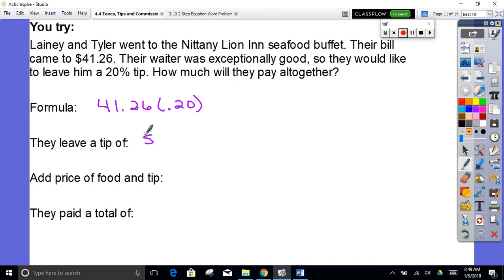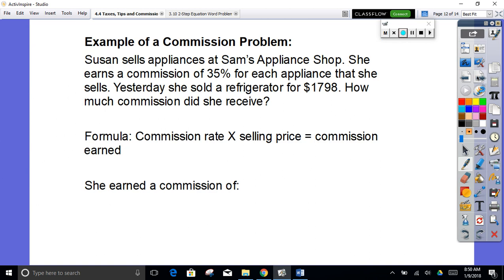So they leave a tip of $8.25. And then what did you get when you added the price of the food and the tip? $49.51. Good. Any questions about how we got that? Okay, let's go on to a commission example.